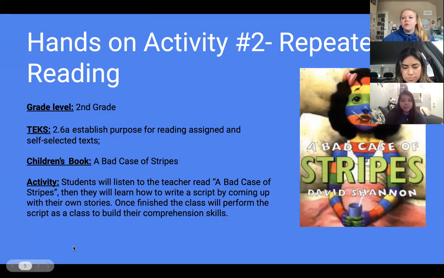This is to help build their comprehension skills, because as they are reading it, they're having to process what is going on, and creating the script themselves helps them understand already, okay, this is what I want to happen. This is what's going to go on.